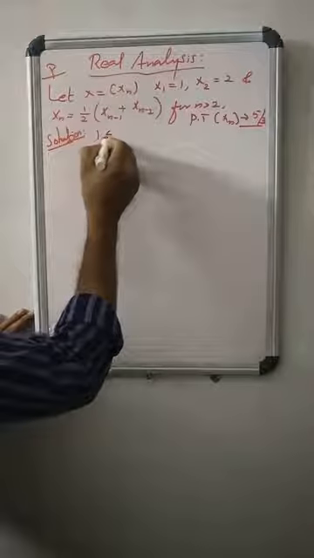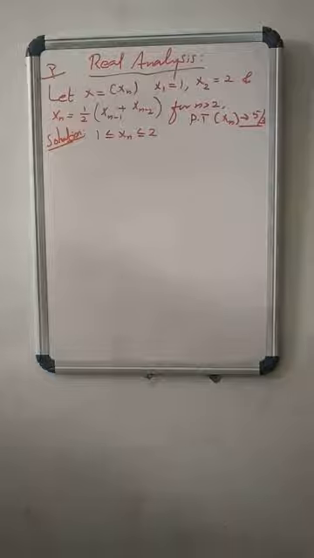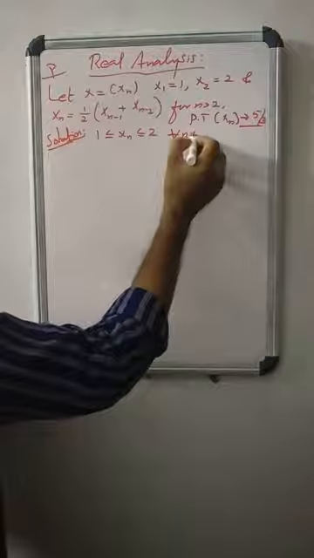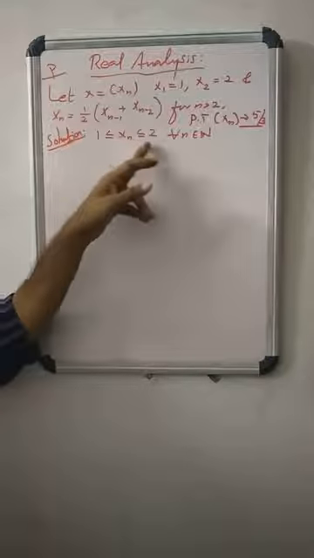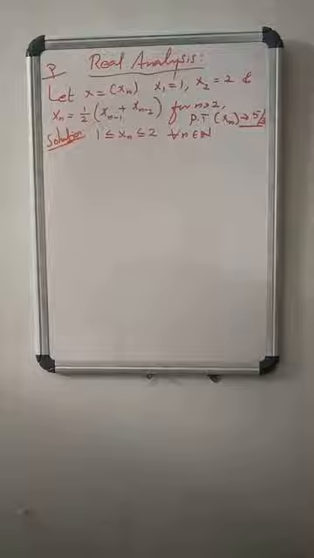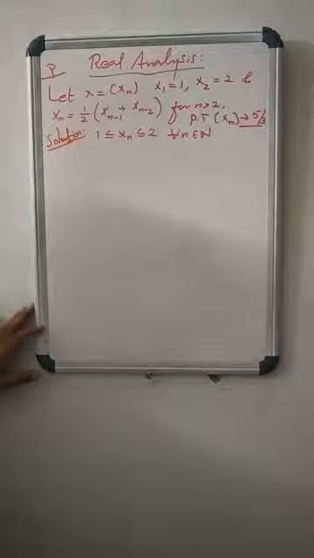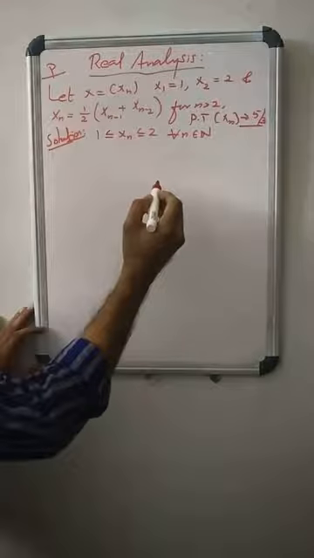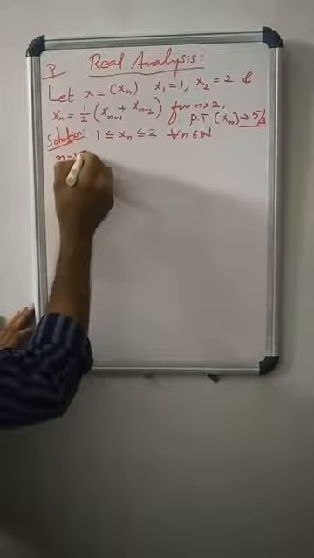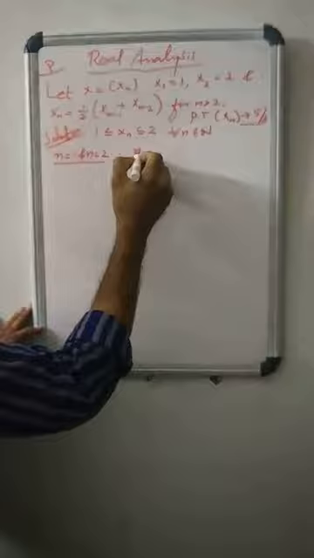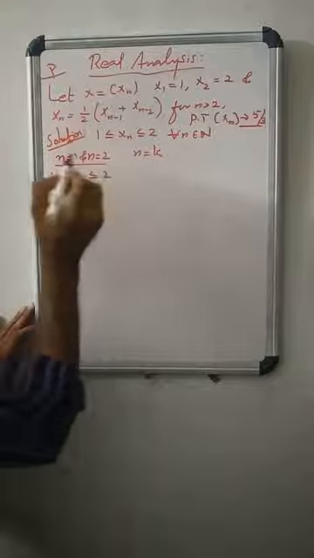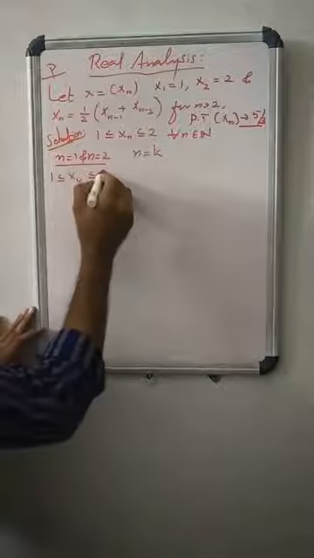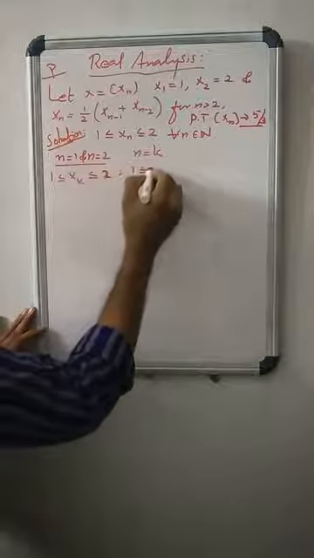For that, first we prove 1 less than or equal to xn less than or equal to 2 for all n in N. This is our first task. When n equals 1, x1 equals 1, and when n equals 2, x2 equals 2, so the result holds for n equals 1 and n equals 2. So assume the result is true for all natural numbers up to k. That means 1 less than or equal to xk less than or equal to 2.